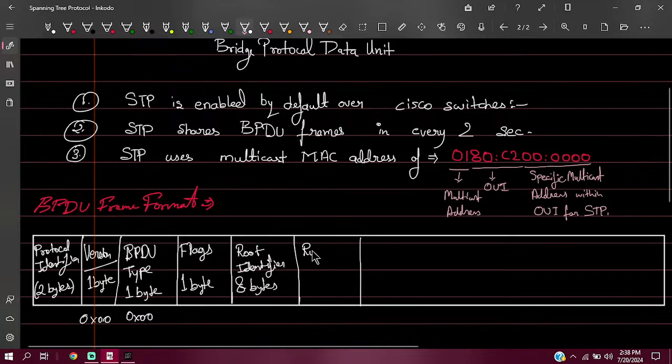रूट पाथ कॉस्ट. Please don't be afraid of these many fields. हमें इन सभी फील्ड्स को अभी याद करने की जरूरत भी नहीं है. I am just drawing this particular frame for you all. The only field that we will be focusing on is this field, the bridge ID. आप सभी को सिर्फ bridge ID को याद रखना है, which is of 8 bytes.